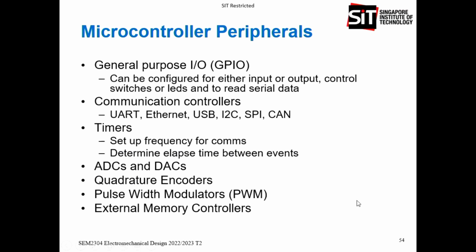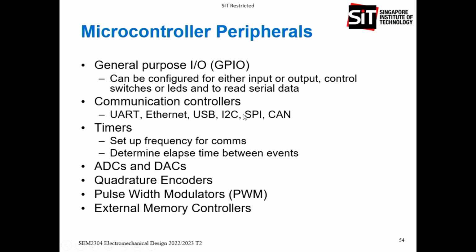Okay, so what are the types of peripherals that you can have on a microcontroller? So this is still generic. I'm not referring to any particular microcontroller. So there are GPIOs. So this GPIO can be configured for either input or output. They can be digital. They can also be analog. The other thing is communication.